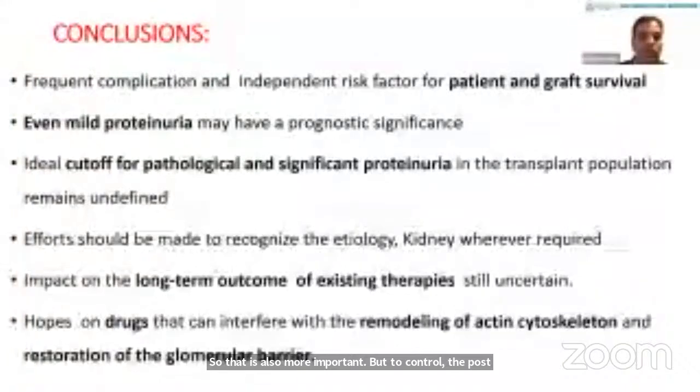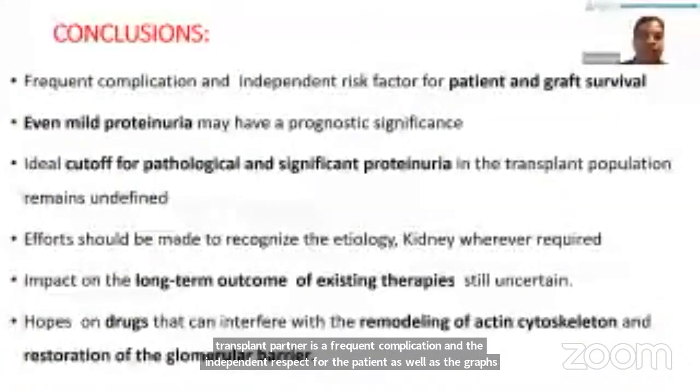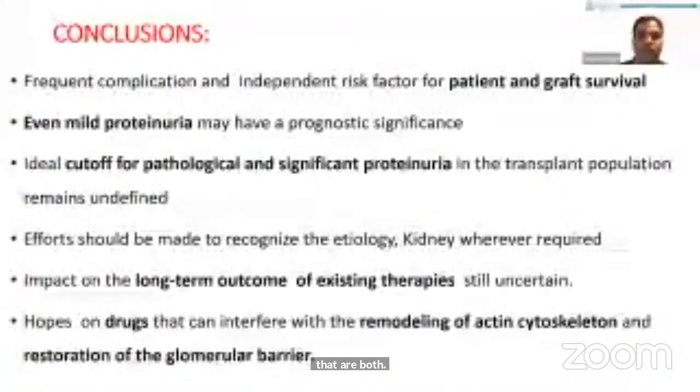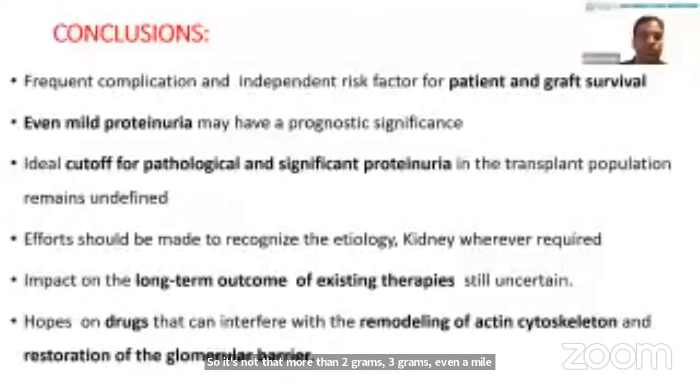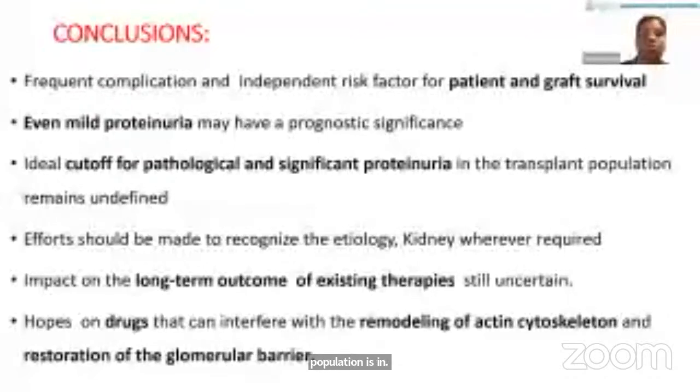So to conclude, post-transplant proteinuria is a frequent complication and an independent risk factor for patient as well as graft survival. Both. It's both patient and graft survival. So even mild proteinuria may have prognostic significance. It's not only more than 2 grams, 3 grams; even a mild proteinuria, 0.5, has really significant prognostic significance. Okay, it may be the rejection also.